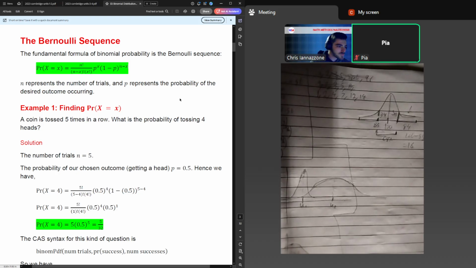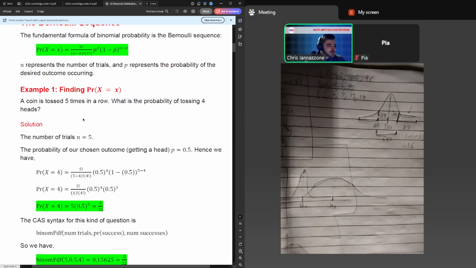what this is. You just need to know that n is the number of trials in the experiment, and p is the probability of the desired outcome occurring. When it's a coin toss, it's kind of whatever. It's already 50-50. But as soon as those probabilities start to split, then suddenly you have to care about which one's actually desirable.